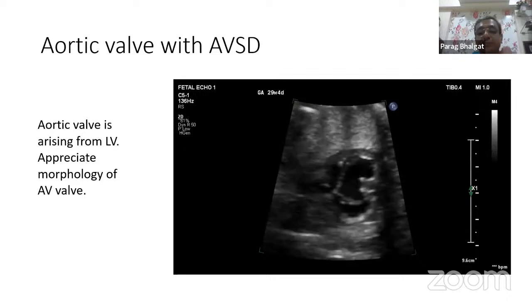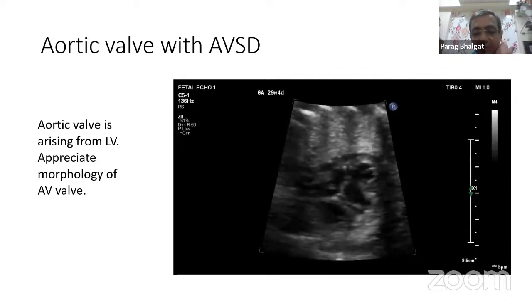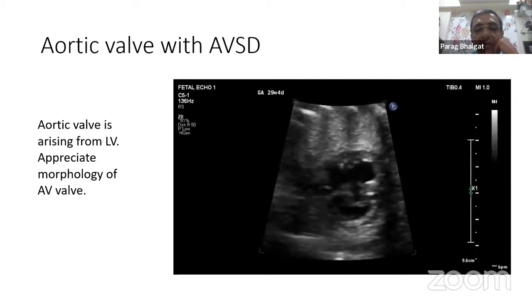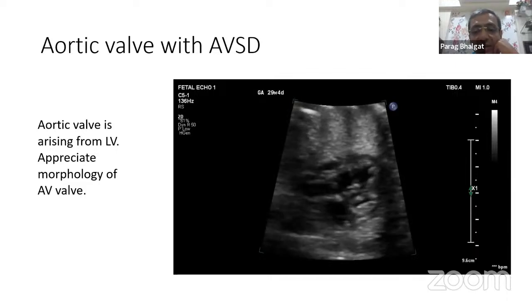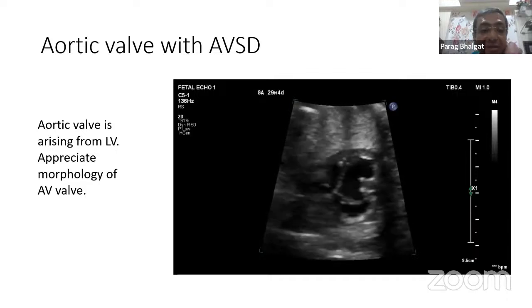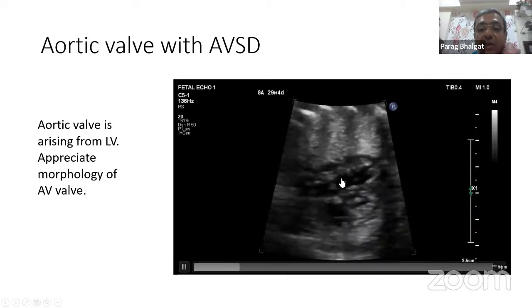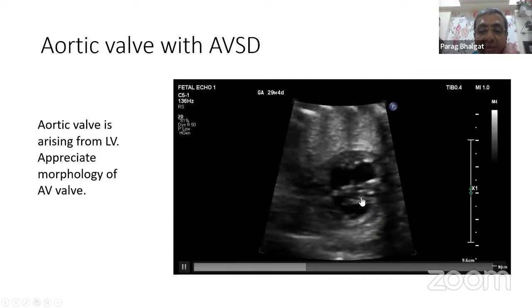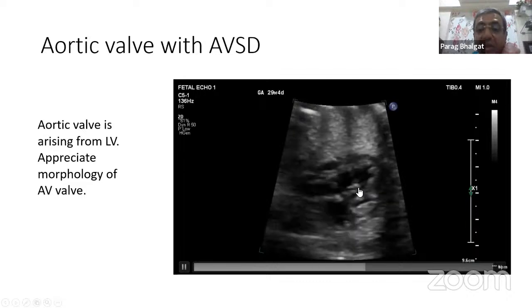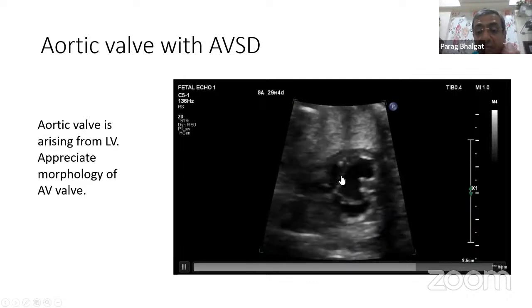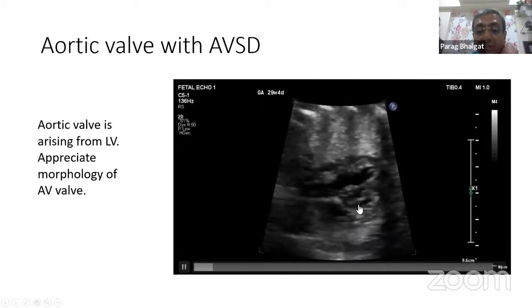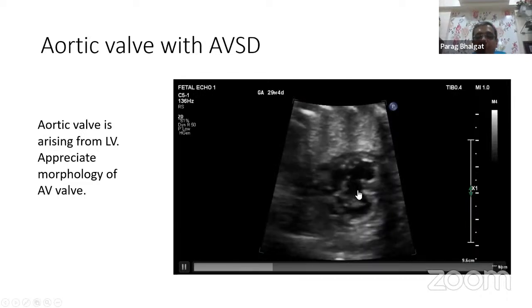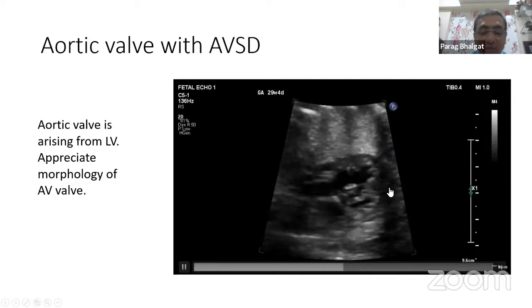This is the short axis view, modified. All views are not very typical. Whatever the baby's position, we are going to discuss it. This is the aortic valve arising from the left ventricle. This is the right ventricle. Appreciate the morphology of the AV valve. The five leaflets are not all seen very well, but we can appreciate how it is opening and closing.